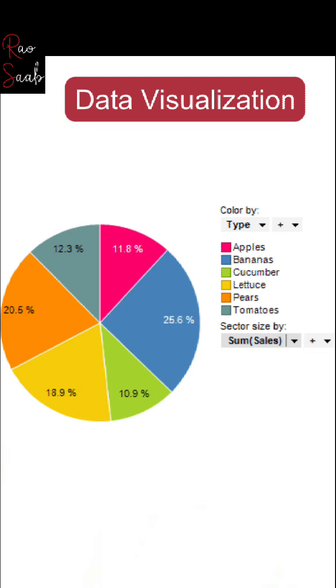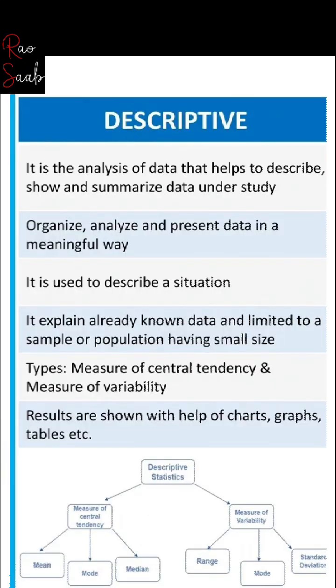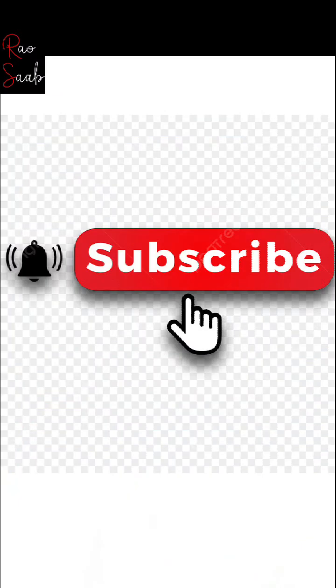In summary, descriptive statistics helps us understand data by identifying its center, measuring its spread, analyzing its shape and visualizing the patterns clearly, forming the foundation for further statistical analysis and data science. So it is all about descriptive statistics.